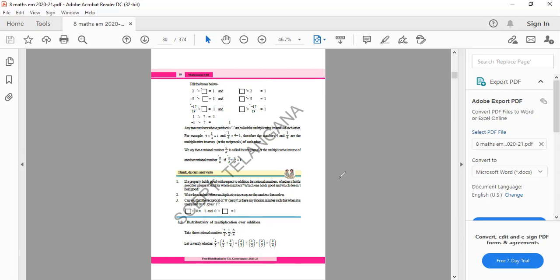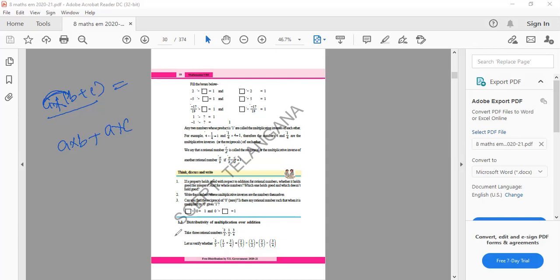The thing is clear here. Distributive means you are distributing the elements, multiplication over the addition. It means a into (b plus c). You can write a into (b plus c): first multiply a into b, plus a into c. Clear?